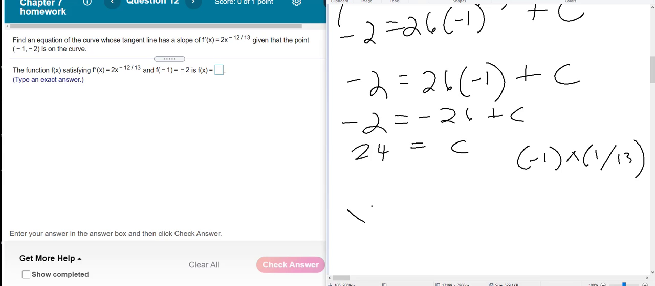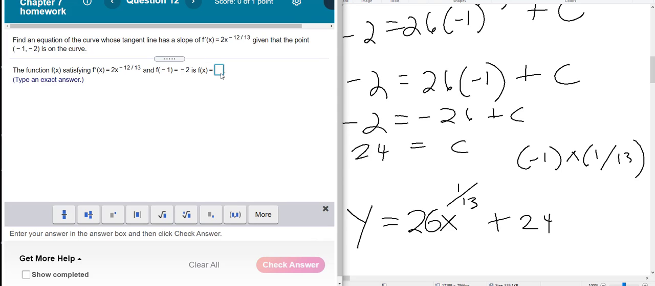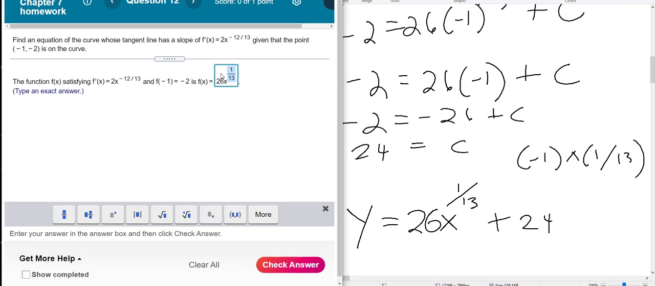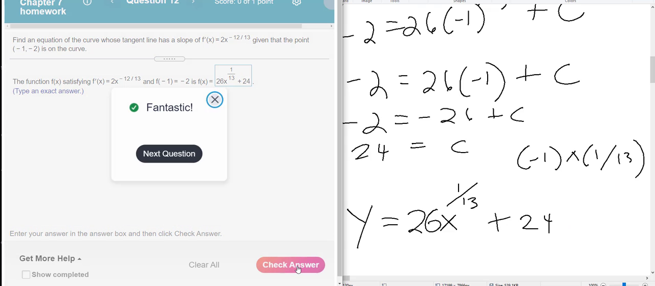So y equals 26x to the 1/13 plus 24. So f of x, or y, is 26x to the 1/13 plus 24. We know our constant this time because they gave us enough information to find it.